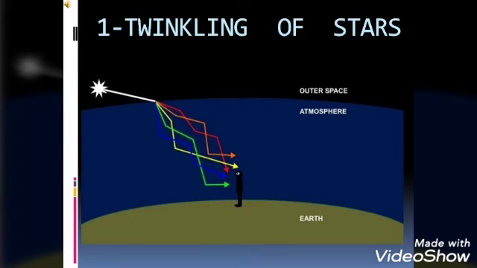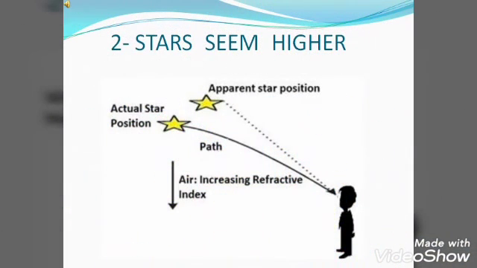Now let's move to the second case, that is, the stars seem higher than they actually are. It is again due to atmospheric refraction. Air higher up in the sky is rarer, but near the earth it's denser. As the light from a star comes down, dense air bends the light more. So due to refraction of the star's light, the star appears to be at a higher position. Our nearest star, the sun, also seems higher than it actually is. It is also due to atmospheric refraction.